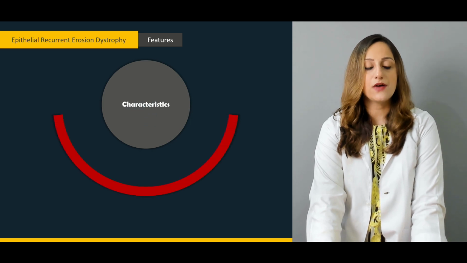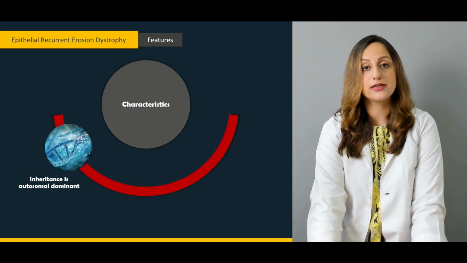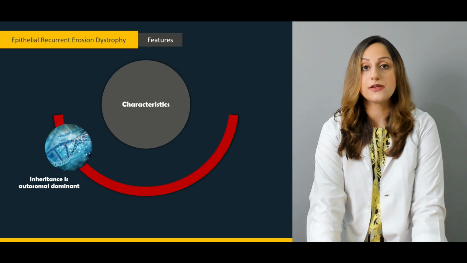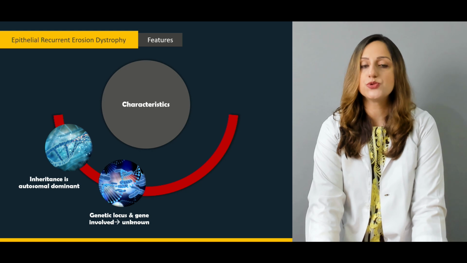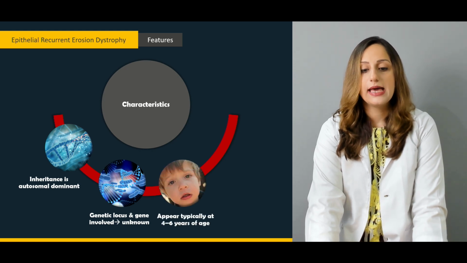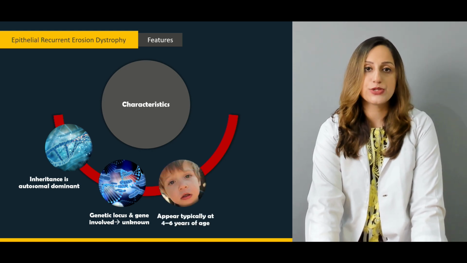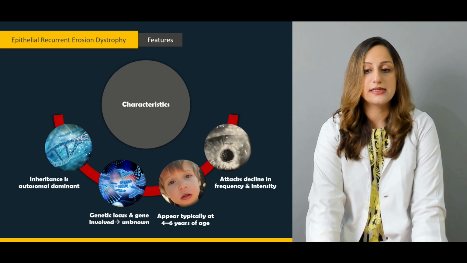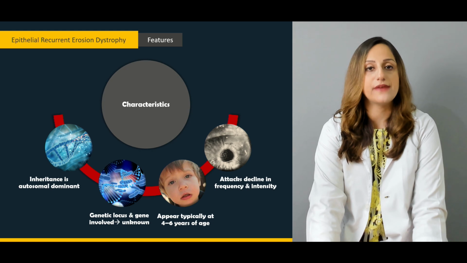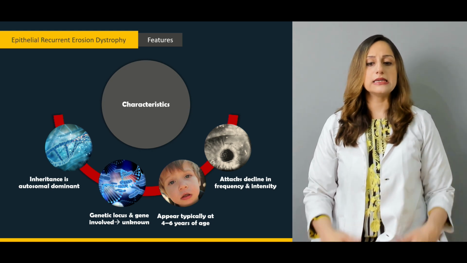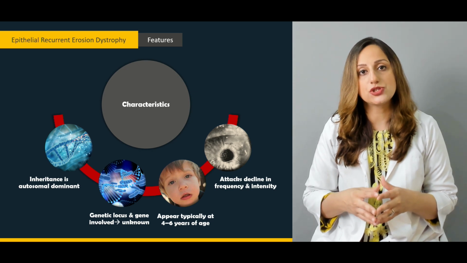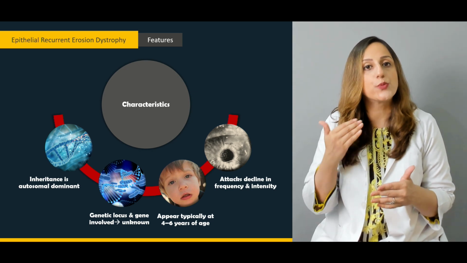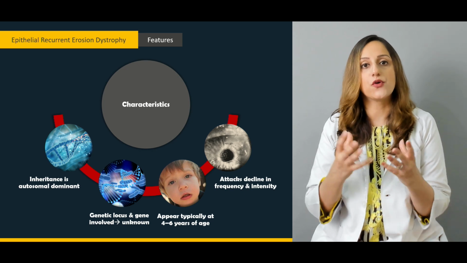The characteristic of this kind of dystrophy would be an inheritance of an autosomal dominant pattern, and the genetic locus and the gene involved is usually unknown for these patients. They appear typically at 4 to 6 years of age, and the attacks decline in frequency and intensity as the age advances. So basically, there is some sort of genetic mutation in these patients that is making the kid more prone to the development of corneal erosions.